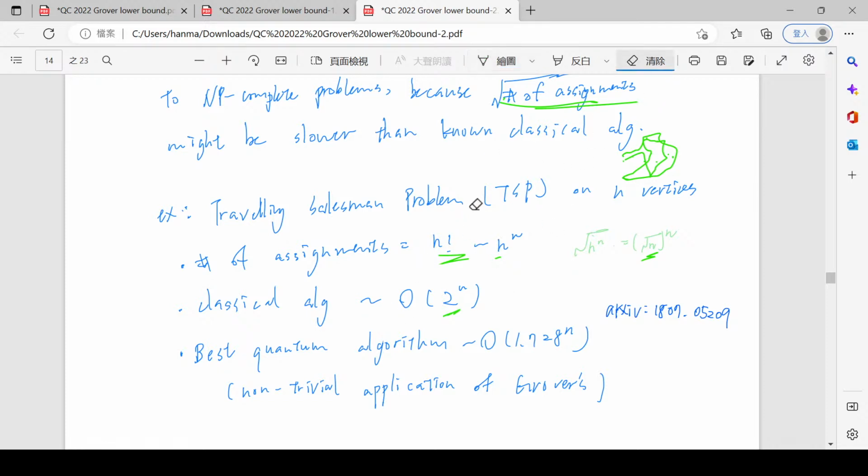And anyway, you can do this in a smarter way, and that will give you this 1.728 to the n quantum algorithm. But that's still not quite the square root of this, right? Because the square root of 2 to the n is 1.414 to the n. And yeah, so that's an interesting question to study. And the algorithm that gets this is actually pretty new. It's 2018.